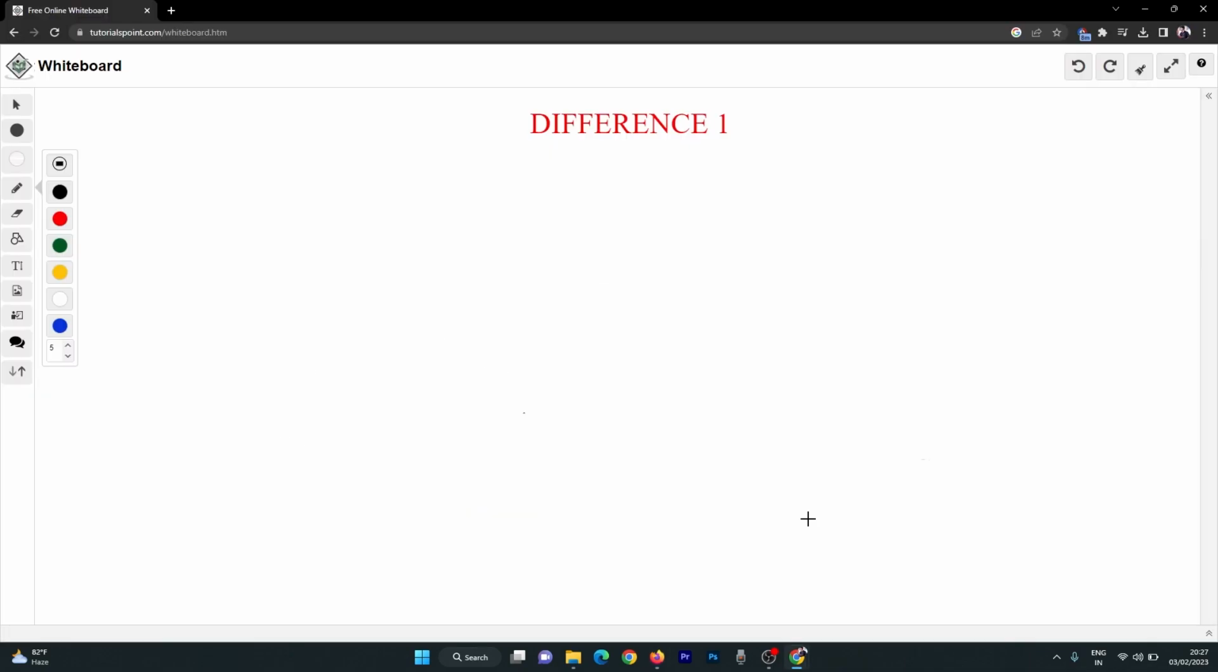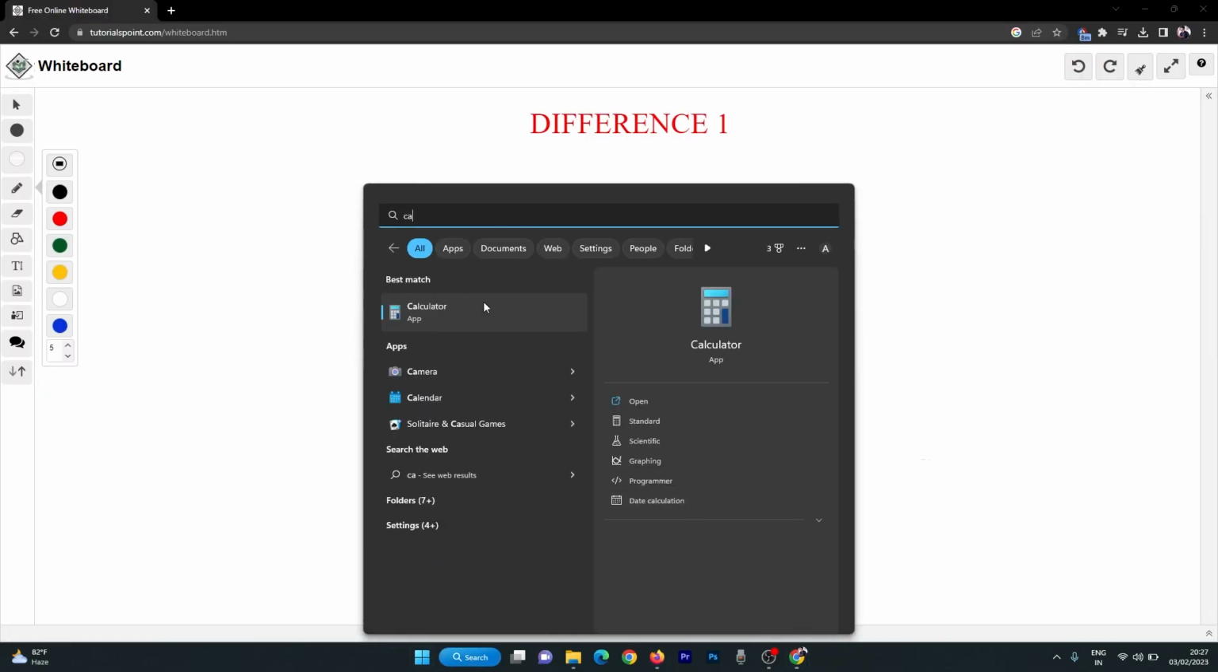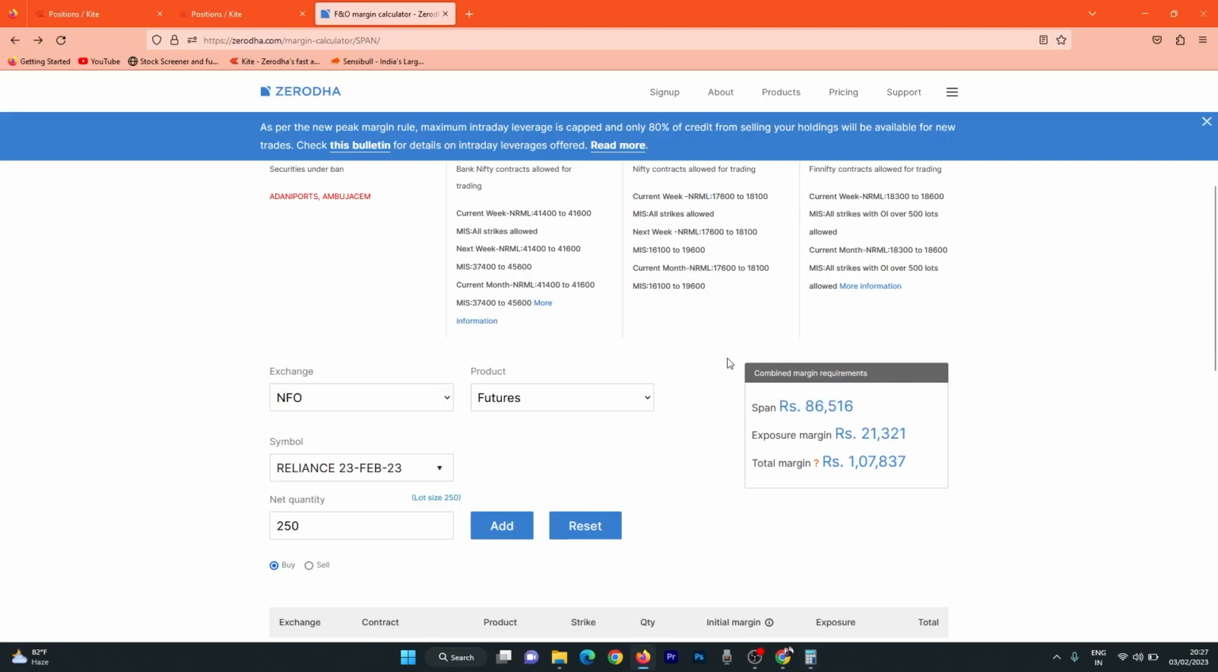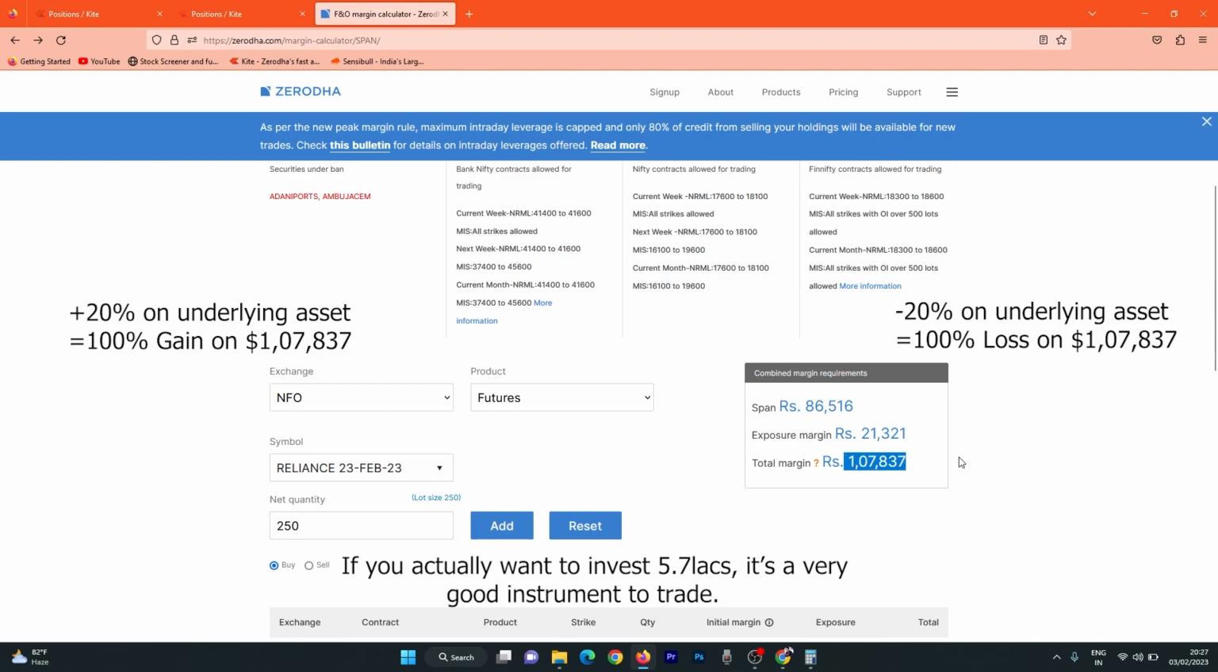But one also needs to be cautious here, because it's not always a gain over here, right? Because some people assume that they would be trading at 1,07,000 and they have 1,07,000, so they can buy this lot, but they are not looking at the risk, right? If the stock falls 20%, they would be losing 100% of their capital. In reality, the loss would be more than a lakh, right? Because you are not trading 1,07,000.